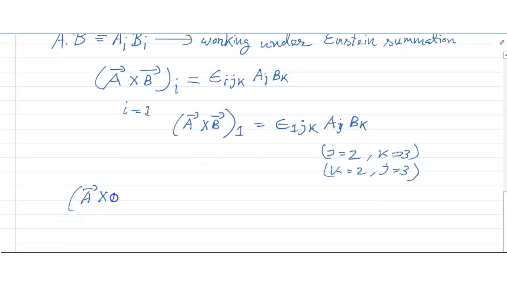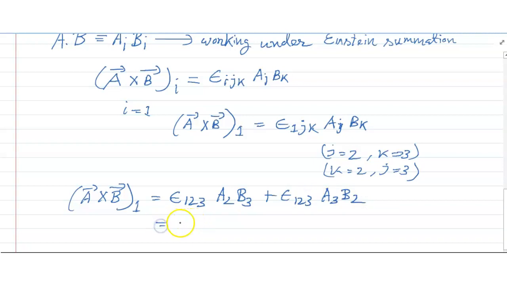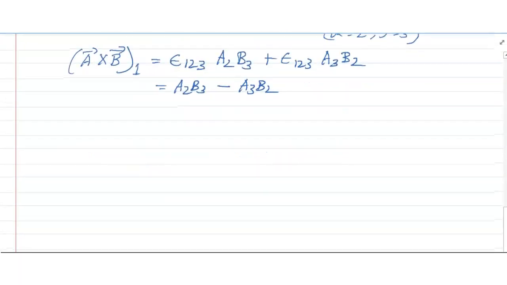So the first component of A cross B can be written this way: epsilon 1 2 3 A2 B3 plus epsilon 1 3 2 A3 B2, and epsilon 1 2 3 is 1, so it can be written as A2 B3 minus A3 B2. This way it can be written.